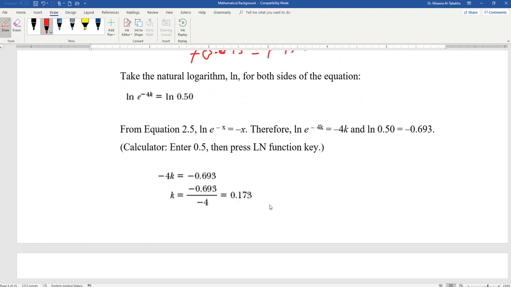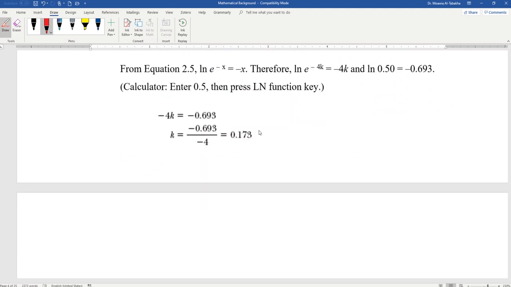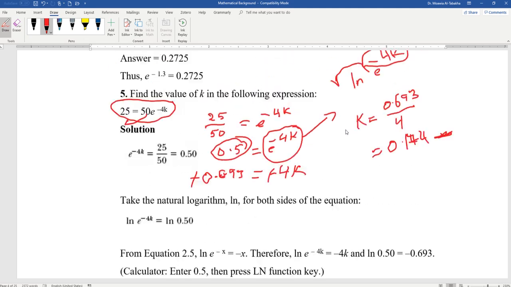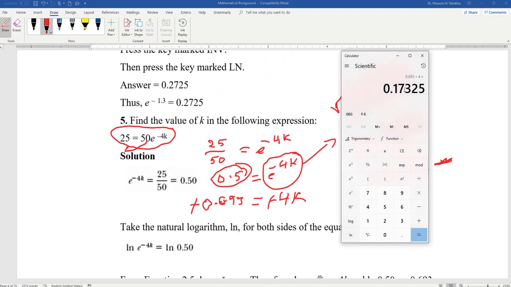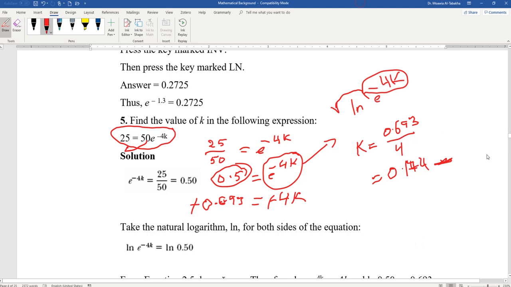Of course this is the answer, 1.73. I put it as 4, but let me see, okay, it has to be 3. Why? Because the number here is 2. There is a mistake, okay, so I will use 3 here. Okay, so be careful.